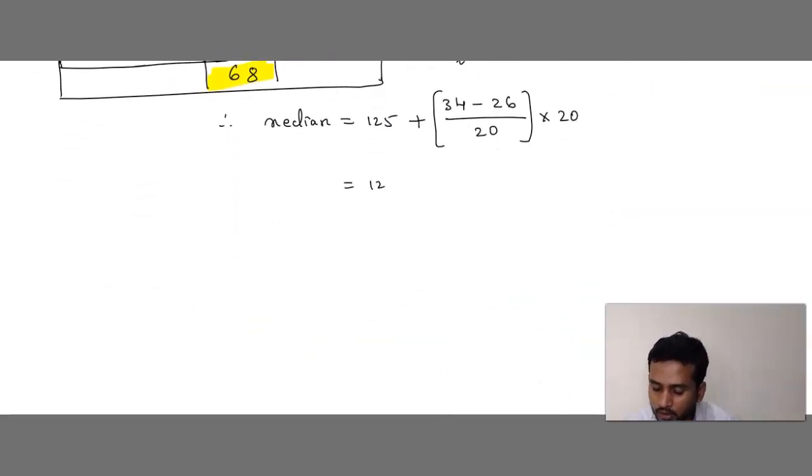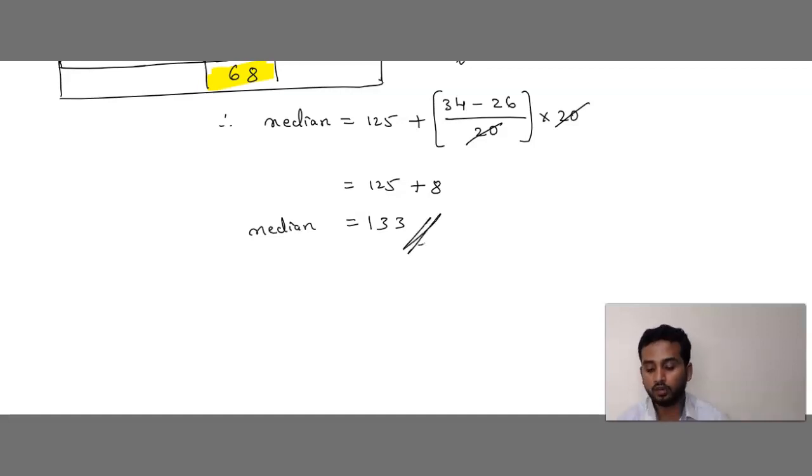That's nothing but 125 plus 34 minus 26. 34 minus 26 is how much? It is 8. Now we can see that both the 20s get cancelled. So 125 plus 8. It's 8 plus 5, 13, so it is 133. So what is the value of the median we got? 133. So this is the value.